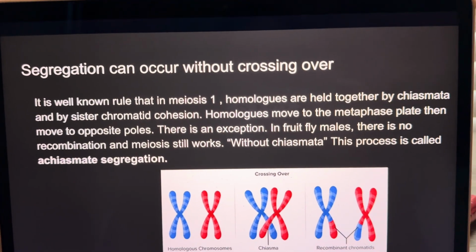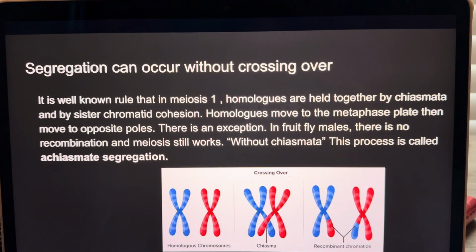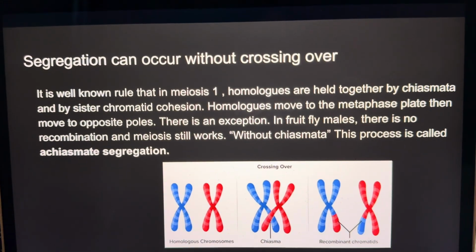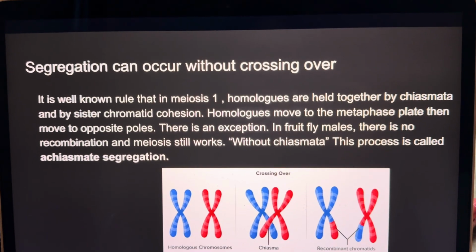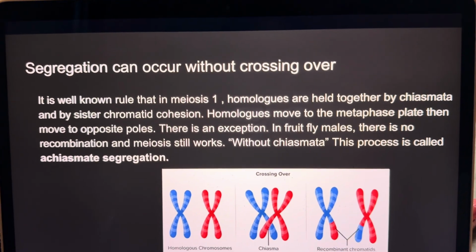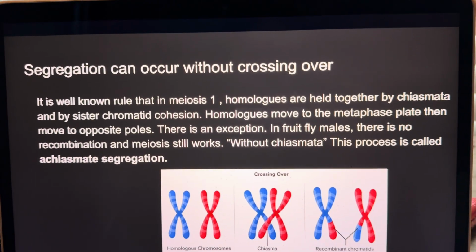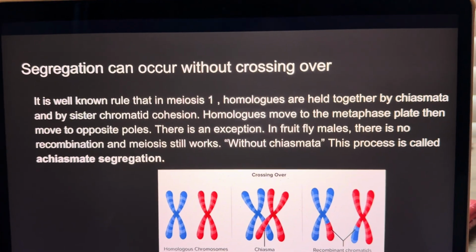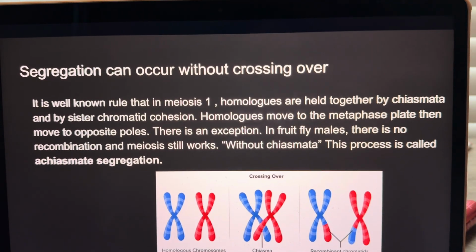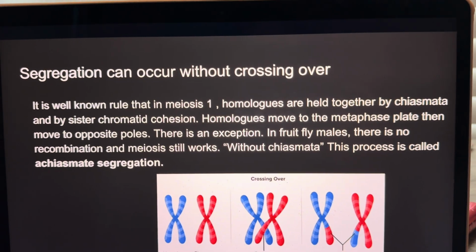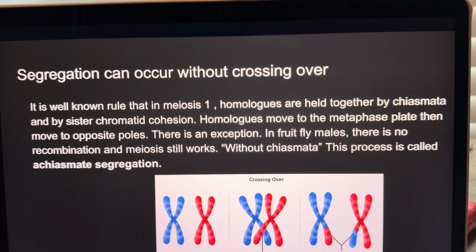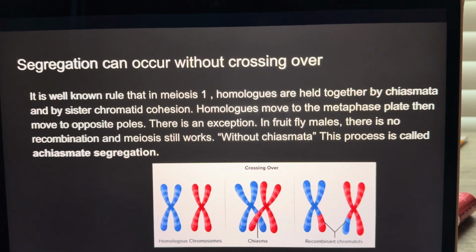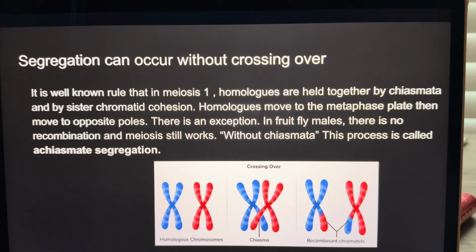Segregation can occur without crossing over. It is a well-known rule that in meiosis 1, homologs are held together by chiasmata and by sister chromatid cohesion. Homologs move to the metaphase plate and move to opposite poles. There is an exception. For example, in fruit fly males, there is no recombination because they are able to do meiosis without chiasmata. This process is called achiasmate segregation. And here's an example.